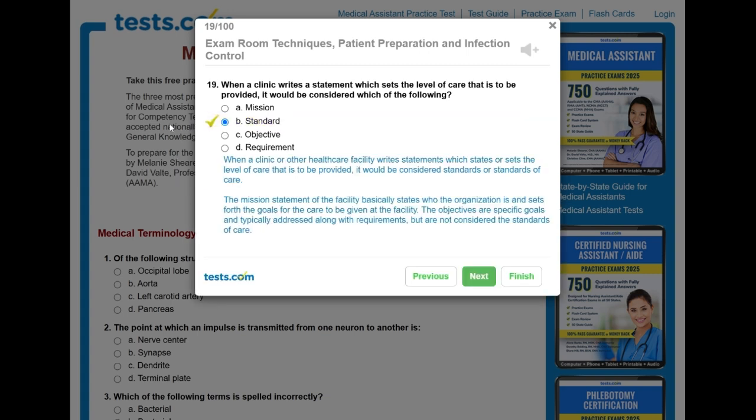B. Standard. When a clinic or other healthcare facility writes statements which state or set the level of care that is to be provided, it would be considered standards or standards of care. The mission statement of the facility basically states who the organization is and sets forth the goals for the care to be given at the facility. The objectives are specific goals and typically addressed along with requirements, but are not considered the standards of care.